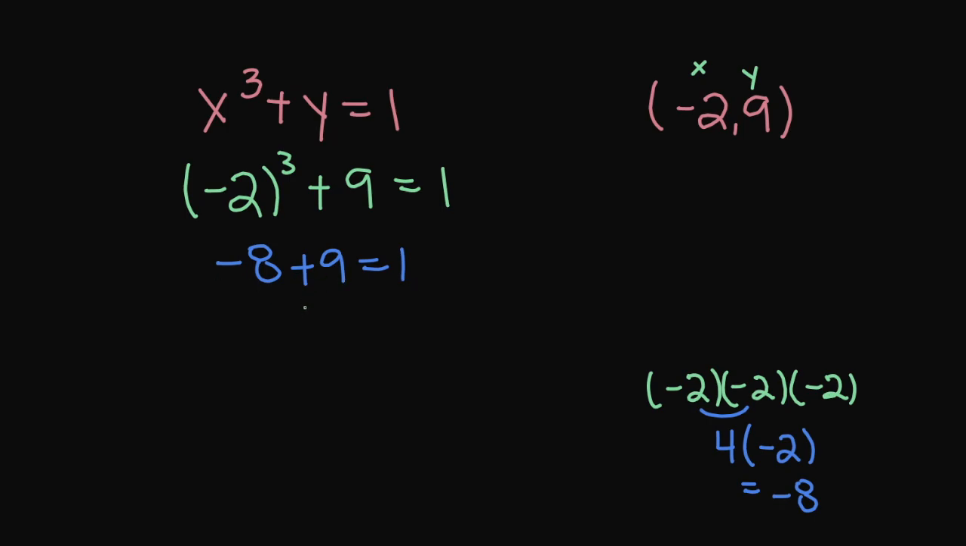-8 plus 9, this is going to give you a positive 1 equals 1 again. So yes, 1 equals 1. So this ordered pair is a true solution to this equation. Y equals x squared minus 5. And my ordered pair here is going to be 3, 2. And we're going to label our ordered pair. So this is going to be my x and my y.